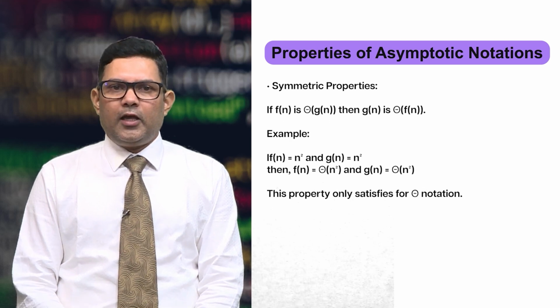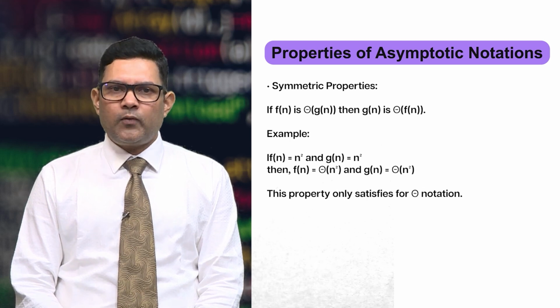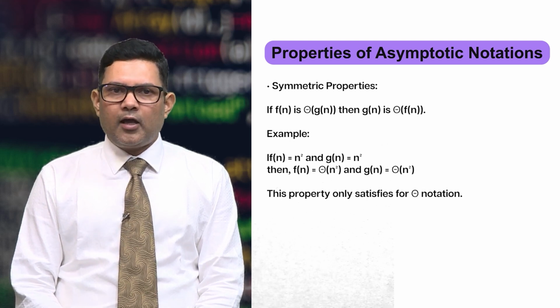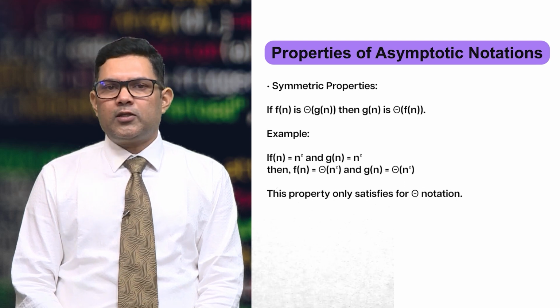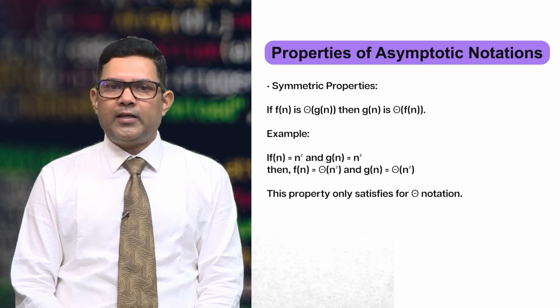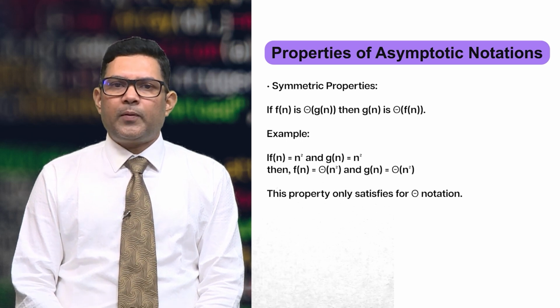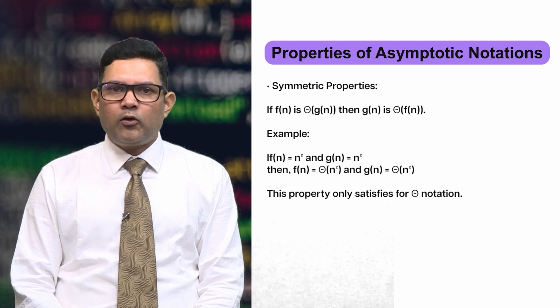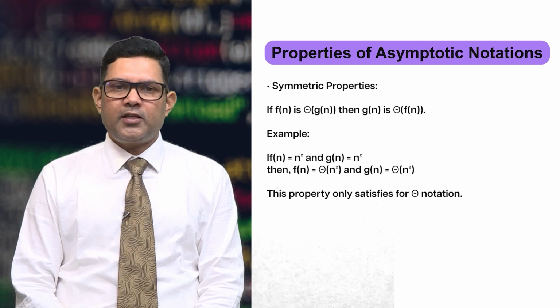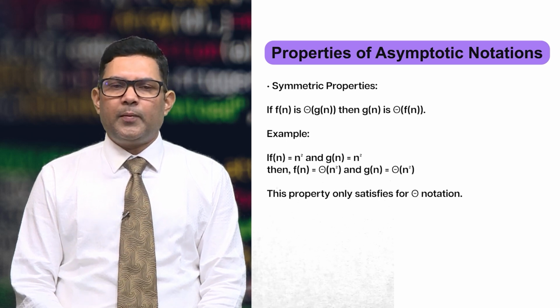For example, if f of n is equal to n square and g of n is equal to n square, then we can conclude that f of n is theta of n square and also g of n is theta of n square. This property is only satisfied by the theta notation. That means big O notation and omega notation do not satisfy the symmetric property. We have to remember that only theta notation satisfies the symmetric property.